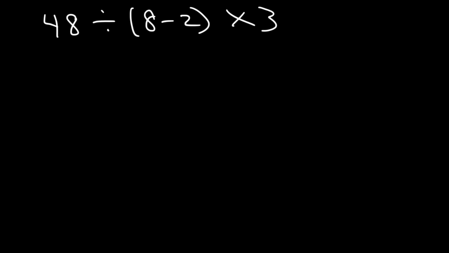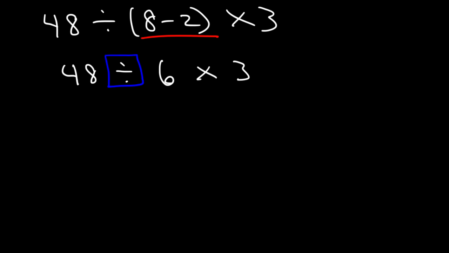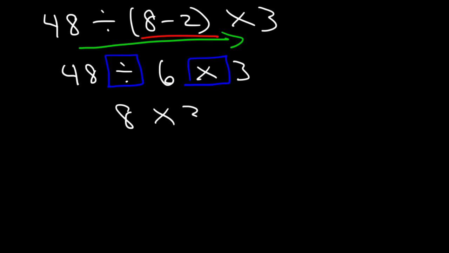Now let's work on another problem. What is 48 divided by 8 minus 2 multiplied by 3? So first, we need to work inside the parentheses. 8 minus 2 is 6. So we have 48 divided by 6 times 3. Now that we have division and multiplication, we need to work starting from the left towards the right. 48 divided by 6 is 8. And 8 times 3 is 24. And so that's going to be the final answer for this problem.